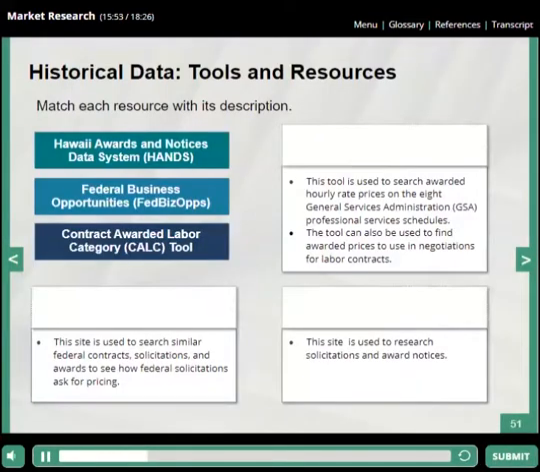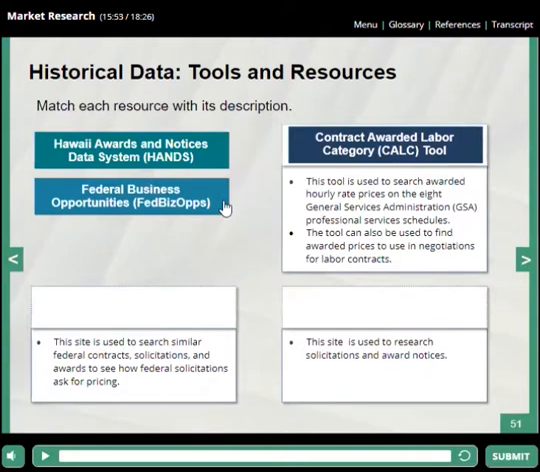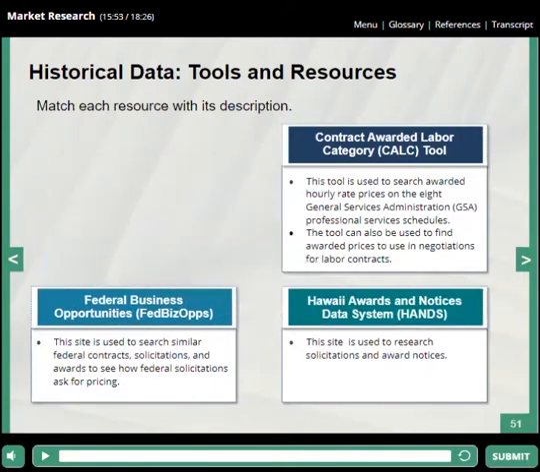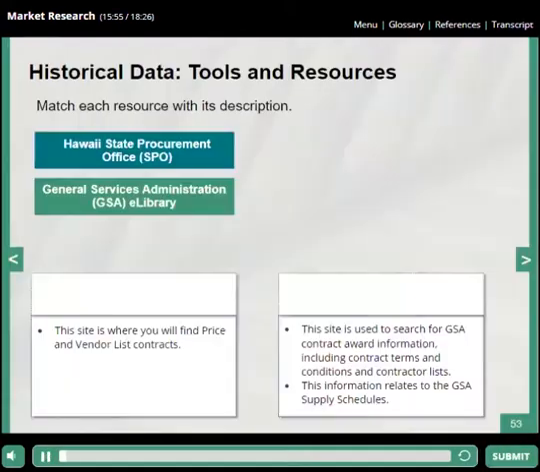In addition to knowing what questions to ask, it's important to know what tools and resources are available to find that information. See if you can match each tool or resource with its description. Let's try a few more. Match each tool or resource with its description.